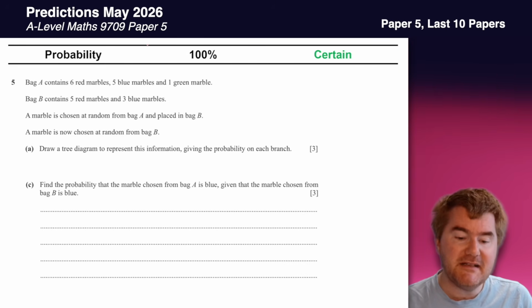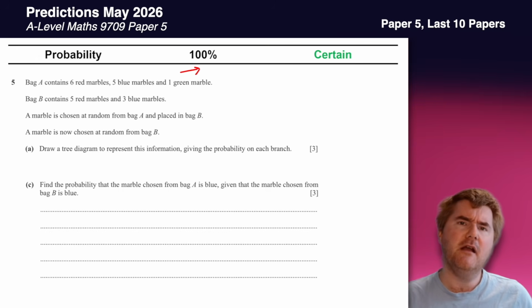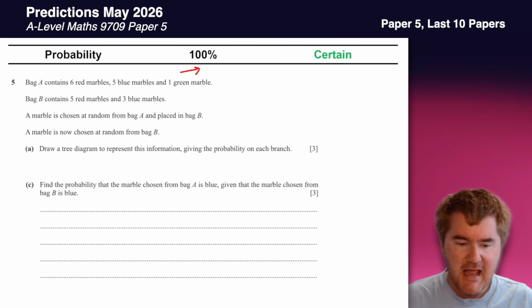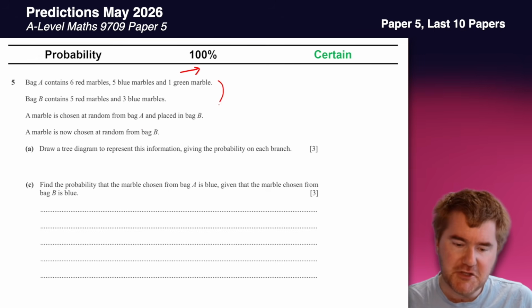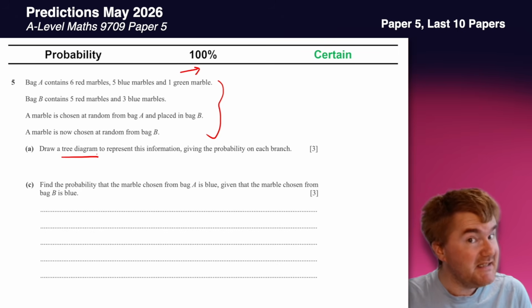On to probability, 100%, so more or less certain to appear in some way. Notice it can go or merge into other topics that I'm going to mention in this video. Here, for example, we've got a fairly straightforward probability question to start with. We have a tree diagram to draw, again, iGCSE plus essentially.